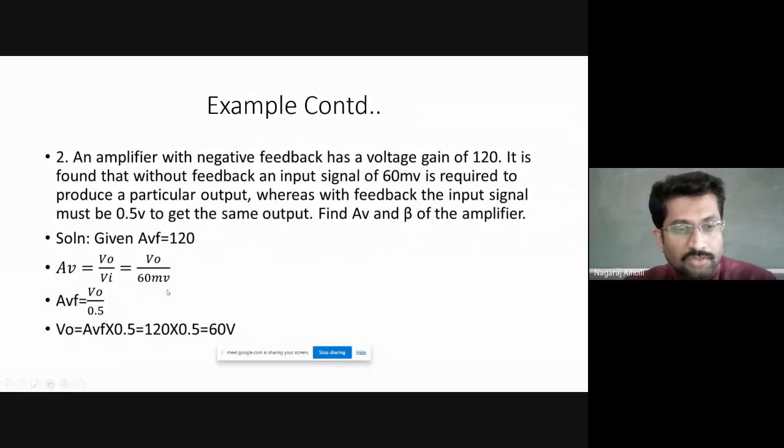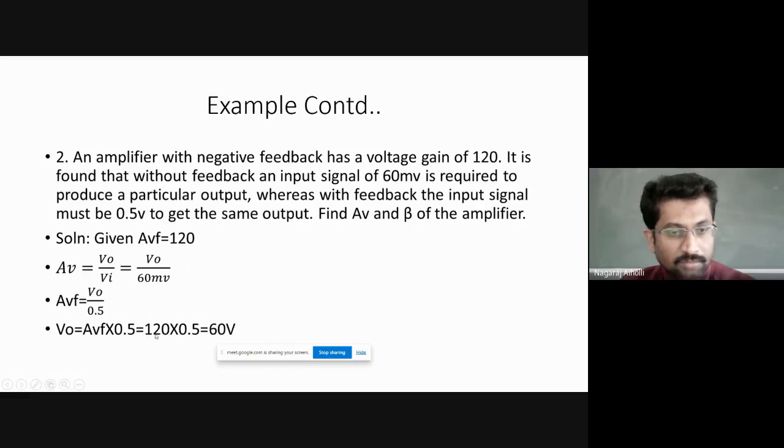Then AVF is equal to V naught by 0.5 with feedback input signal. Now, what will be V naught? Cross multiply. V naught will be equal to AVF into 0.5. AVF is given as 120, so 120 into 0.5.